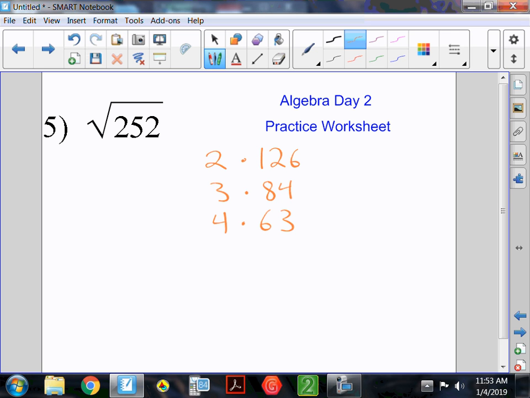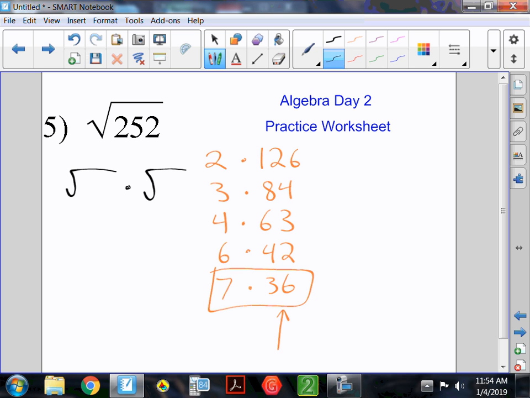252 divided by 5 doesn't give you an integer. 252 divided by 6 is 42, no perfect squares. 252 divided by 7 is 36. Since this is the first perfect square on the right-hand side of the column, it's also the largest perfect square I'm going to get. I could keep going, but the 36 is the largest perfect square I'm going to get. So this is going to become the square root of 36 times the square root of 7.